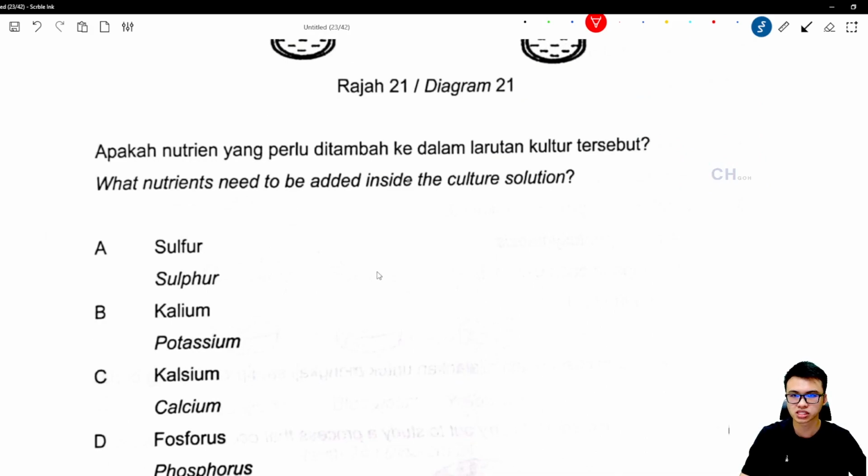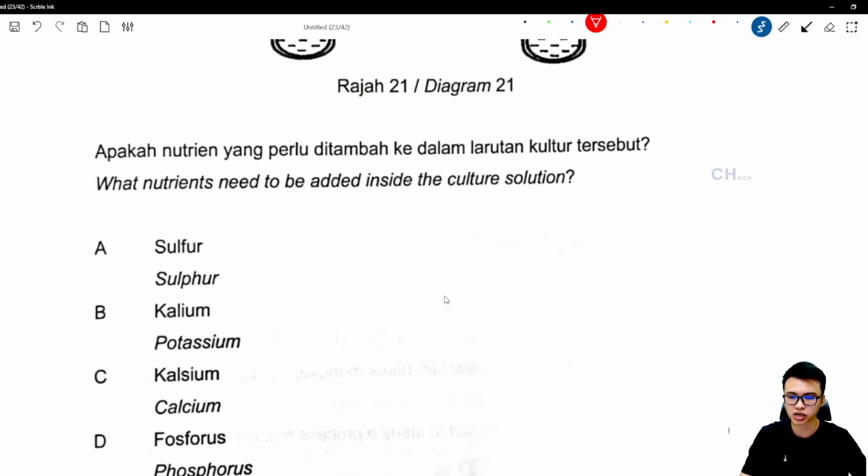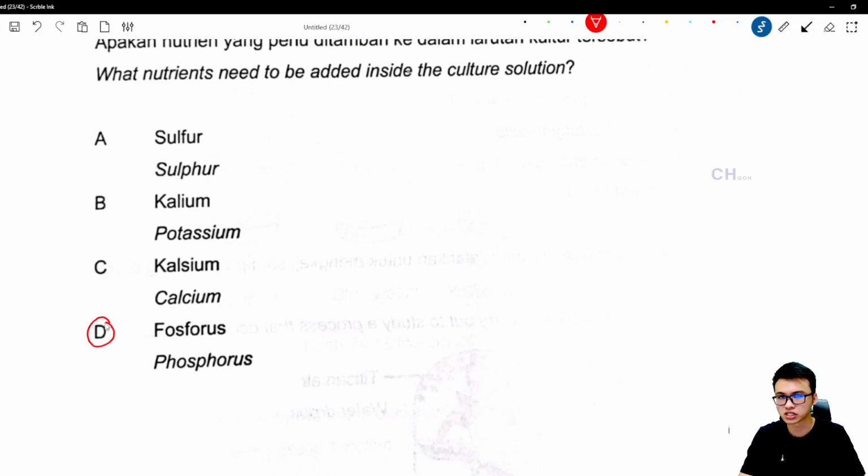So what kind of nutrient is needed to be added inside the culture solution? This question is very easy. The answer should be phosphorus. Now why do I say it's easy? Because this is a straightforward question. You don't need to think, you just need to memorize. If you can memorize, then you can answer these kinds of questions.